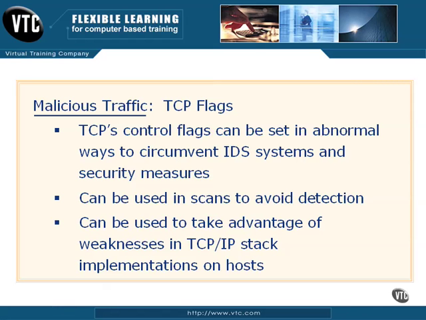Yet another way that malicious traffic can be sent to hosts is by altering the TCP flags that are in TCP packets. Now, as you know, TCP has control flags that can be set in abnormal ways. Normally when they're set in these abnormal ways, they will circumvent IDS systems and security measures. Normally these control flags are sent to do certain things on the network, but in the case of an abnormal configuration, they can do damage on the network.